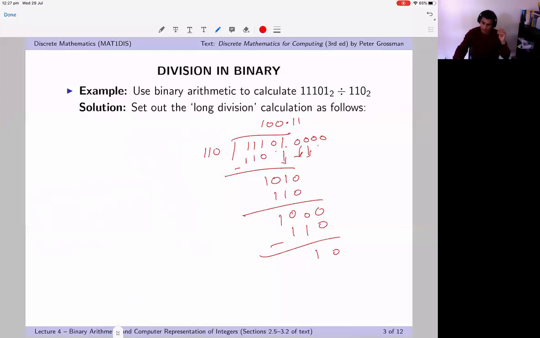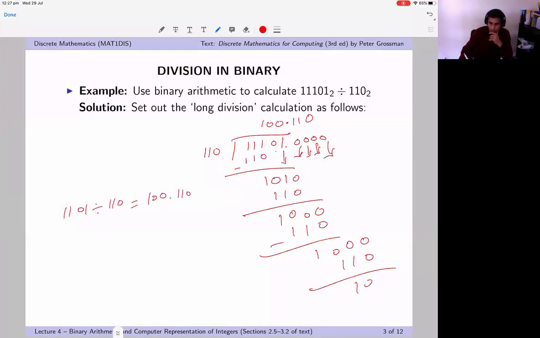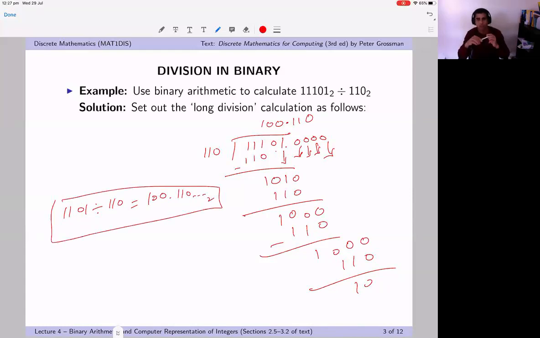And then I bring another 0 down, but 100 is still smaller than 110, so I have to put another 0 and bring another 0 down. And now again, that process continues and so on. So when I'm dividing this number, 1 divided by 110, it is 100.110. And then it is continuing, it is not terminating, so that is my division answer. Okay, so with 3 bits after the point, I have this.